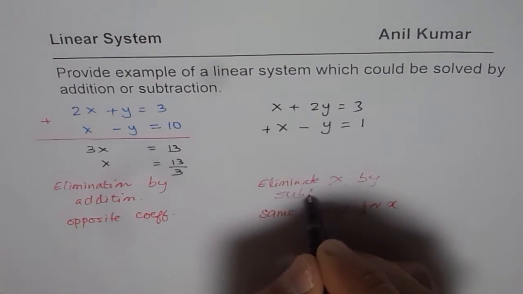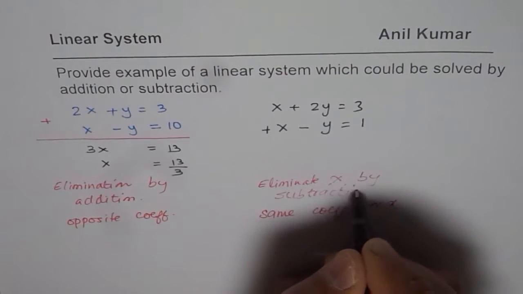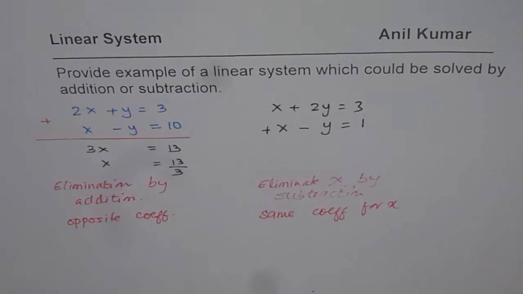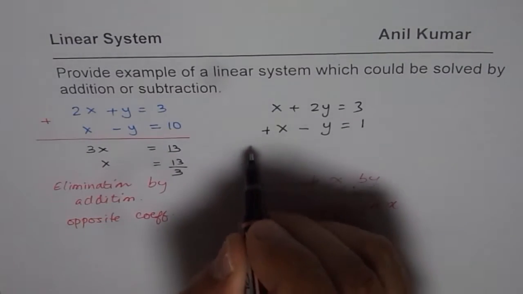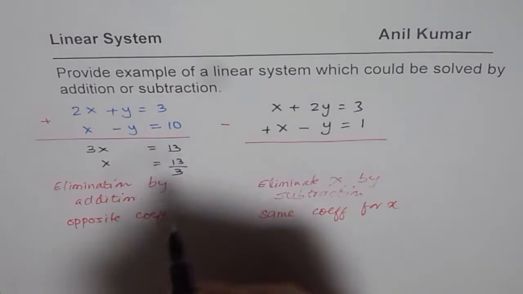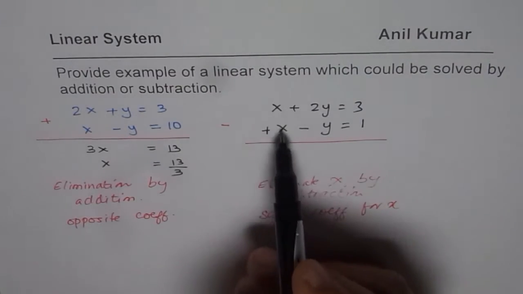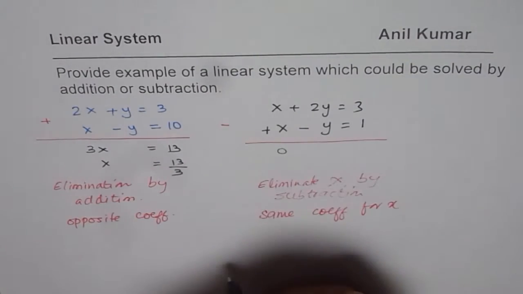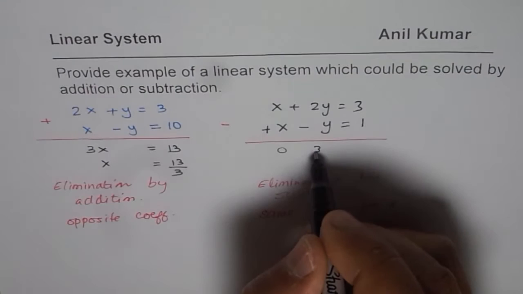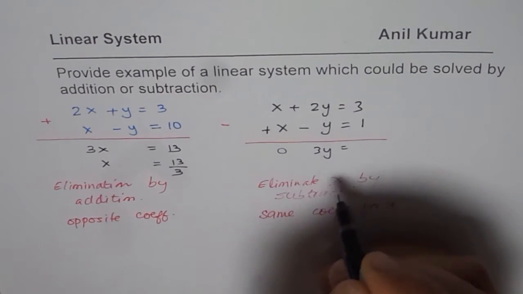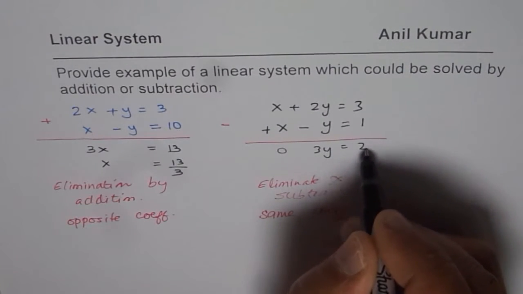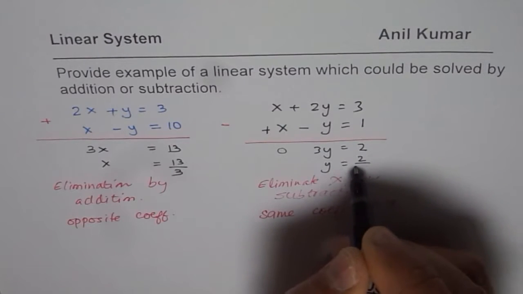You get an idea, right? So if I subtract one equation from the other, this time we do subtraction. In that case, what happens? x minus x is 0. So you eliminate x. Do you see that? And we get 3y equals 3 minus 1, which is 2. And so we get y equals 2 over 3.